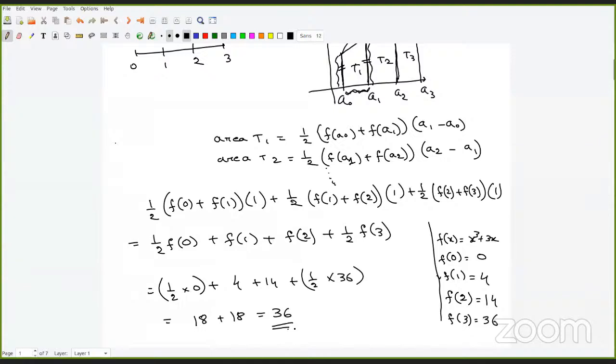I mean, whoever got 24 and some 26, can you identify where you have made the mistake? Yes, sir, I got it. Where did you make it?